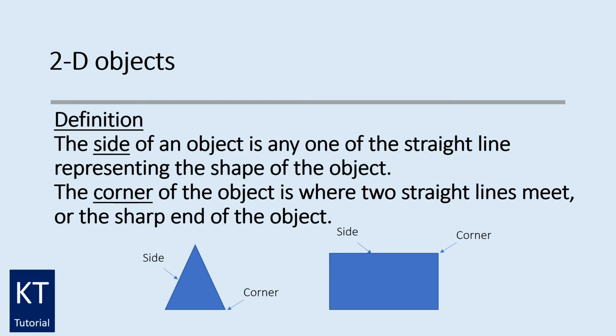Let's now familiarize ourselves with two terms for 2D objects. The side of an object is any one of the straight lines representing the shape of the object, whilst the corner of the object is where two straight lines meet, or the sharp end of the object.